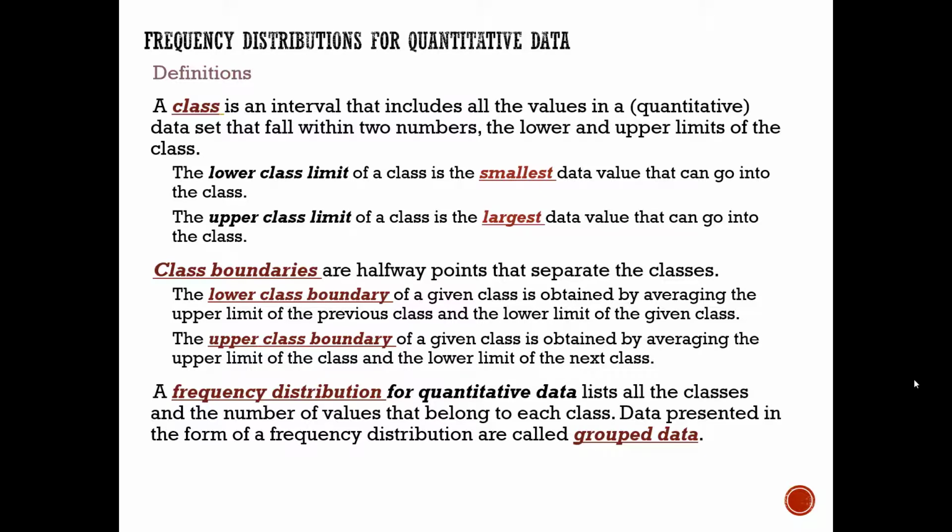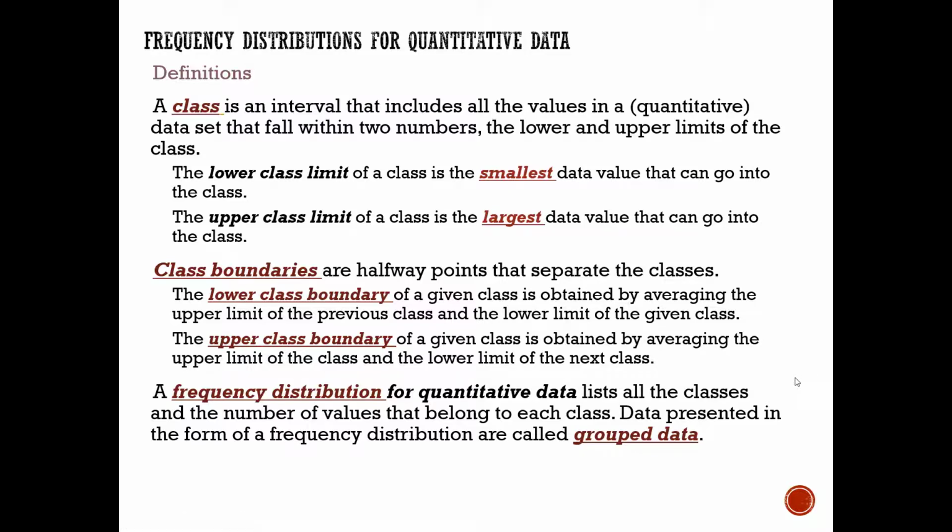Class boundaries are something a little bit different. They're the halfway points that separate the classes. In other words, a lower class boundary of a certain class, we get it by averaging the upper limit of the previous class and the lower limit of the given class. In other words, we go halfway between the two classes. Upper class boundary, we're going to go halfway between the class that we're in and the lower limit of the next class. And you'll see this in an illustration in just a minute.